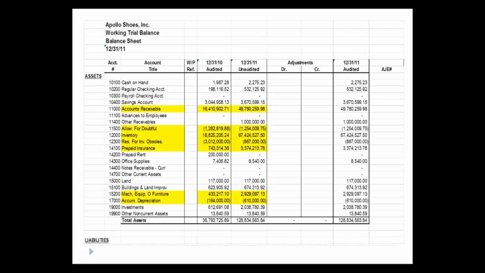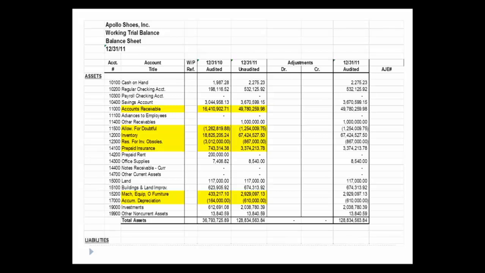Then you'll see inventory. What did we say? The sales are not moving, but inventory went from $18.8 million to $67.4 million. Then we see the reserve goes down from $3 million to less than $1 million. So just on the asset side of this company alone, we see all of these relationships that don't seem to make sense. We see that prepaid insurance went up substantially to $3.3 million, so we would want to look at that.